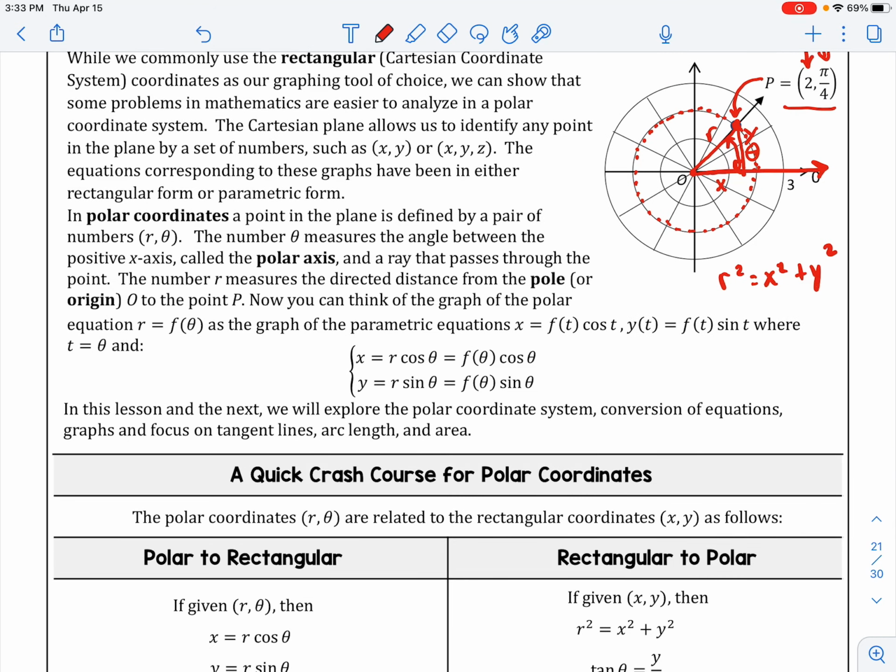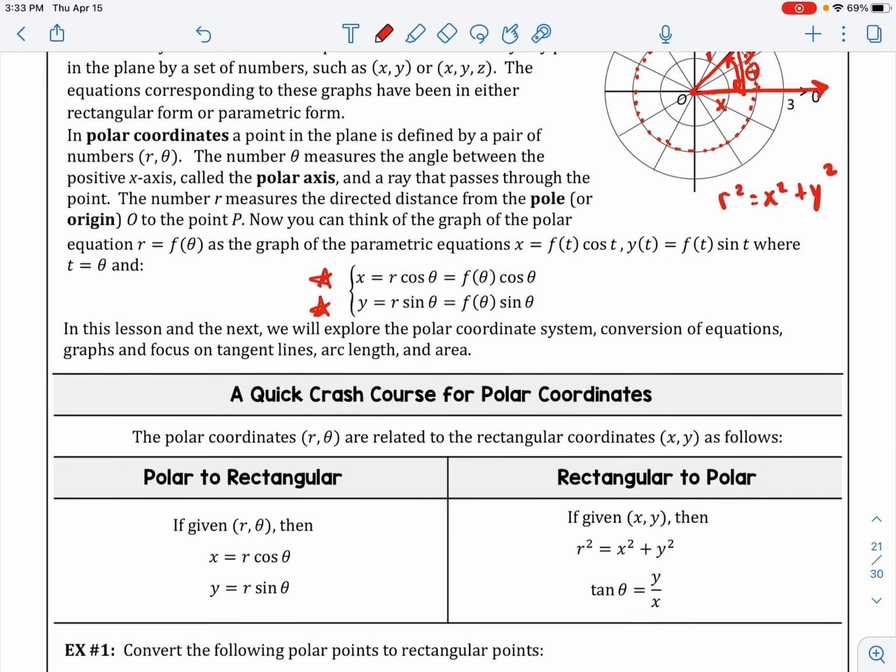Now, how are they related? You can think of the graph of the polar equation r equals f of theta as the graph of the parametric equations x equals f of t times cosine t, y equals f of t times sine t, where t is theta. So our x is r cosine theta, which, if we knew our r in terms of theta, would be f of theta times cosine theta, and our y is r sine theta, which would be f of theta times sine theta.